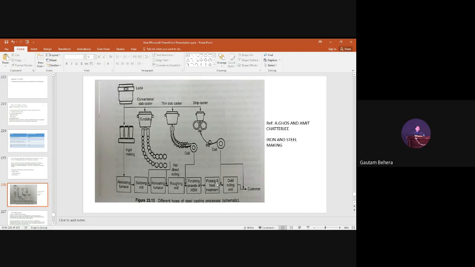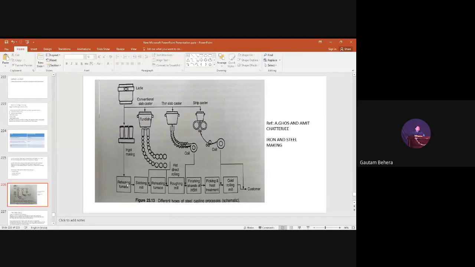Then it is undergoing pickling and heat treatment. Pickling is done to remove the oxide scale which has formed. After removing the oxide scale, it is given the required heat treatment, and finally it goes to the cold rolling mill to give cold rolling to the material to get the desired strength or properties, and the desired reduction in the cross-sectional area or thickness, and finally it is sent to the customer for selling. So this is the flow.